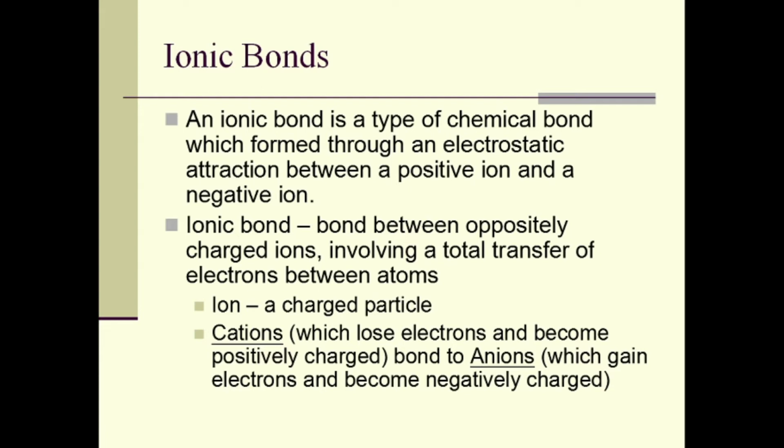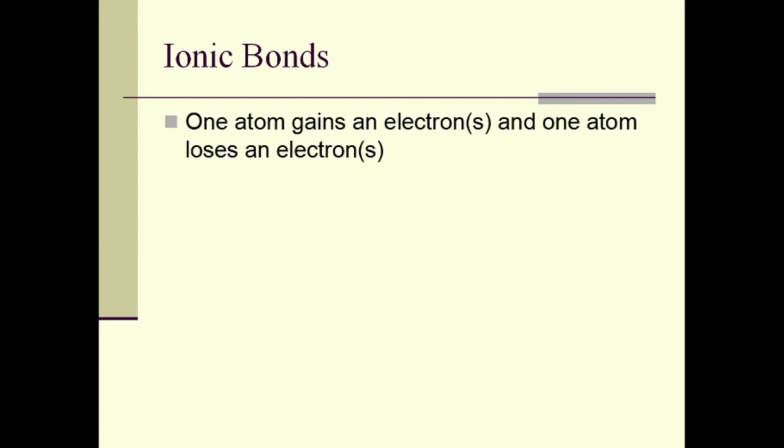So, in the ionic bond the cations bond to anions. One atom gains an electron and one atom loses an electron, because the cation bonds with the anion. That means the cation loses the electron and becomes positively charged, whereas the anion gains an electron and becomes negatively charged.